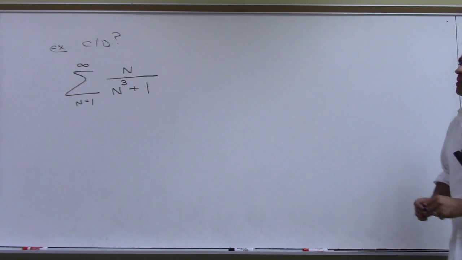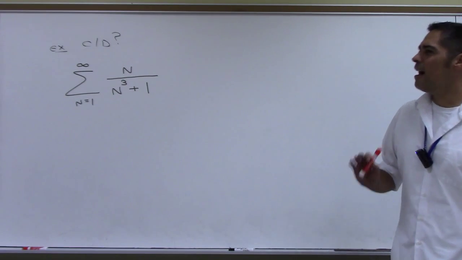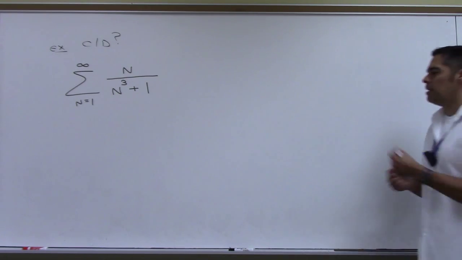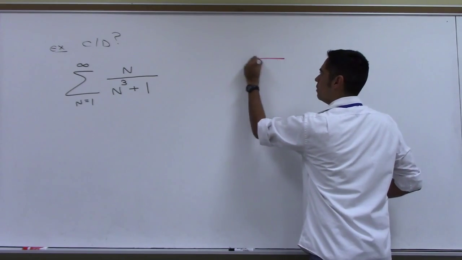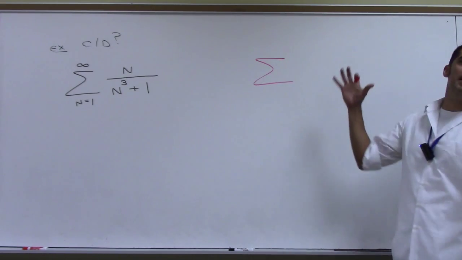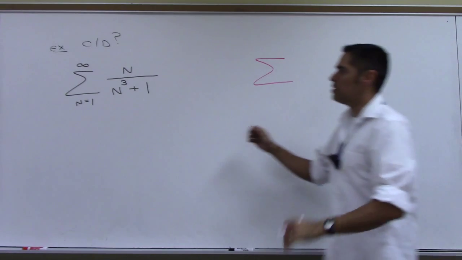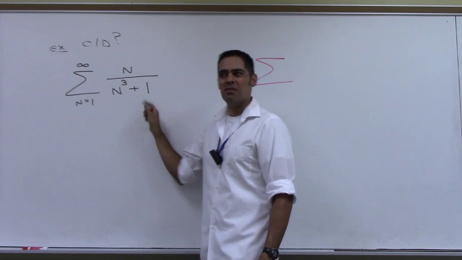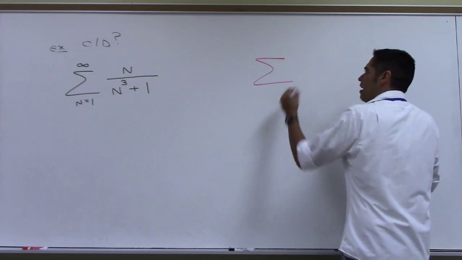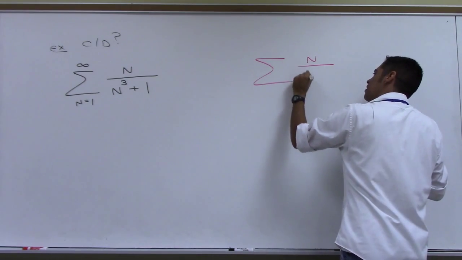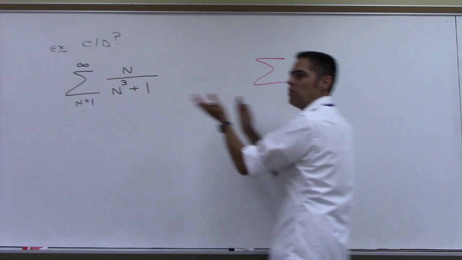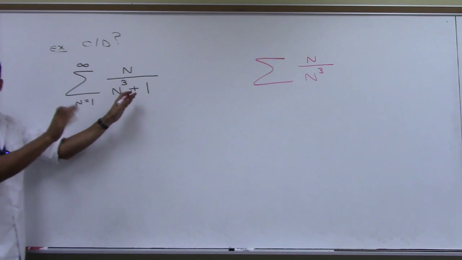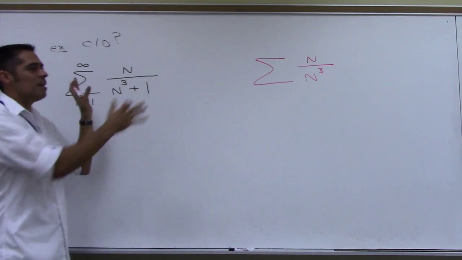Can you think of a series that looks kind of like this one that you do know something about? So let me help you, because this is our first example. Think about if n is really big. If n is really big, do you really think this one matters too much? No, it doesn't really matter, does it? So like if you look at this series, that's pretty darn close to this series, isn't it? Except that little one. So I want to compare these two together.